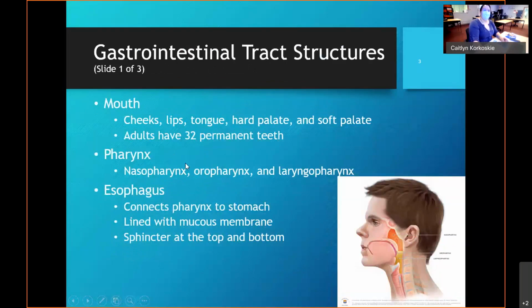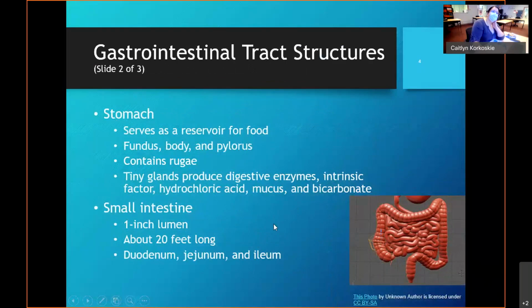Of course, it starts in your mouth here, then the pharynx, the throat, and then down into your stomach and everything. The stomach is where it holds the food until it goes through the small intestine. So your small intestines are in here, and then the large intestines is what wraps around it.